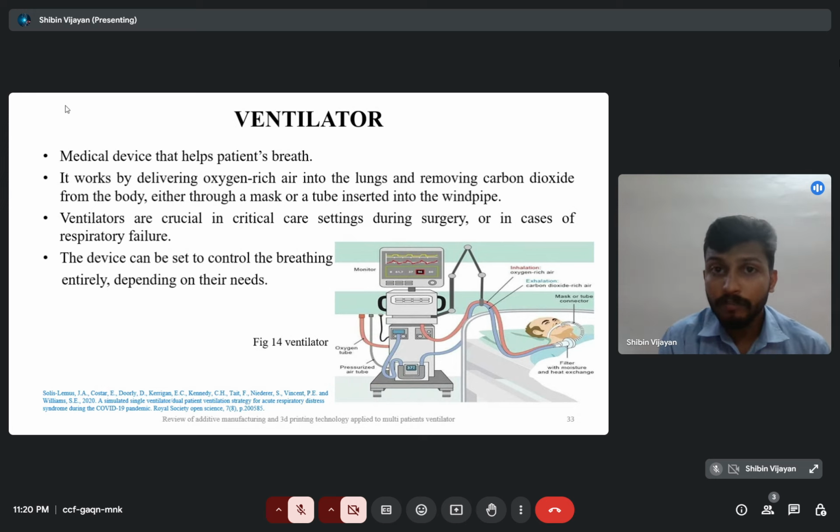Next we will discuss the second focus area of the seminar, multiple patients using the same ventilator or a single ventilator. What is a ventilator? A ventilator is a critical care equipment used in the critical care department. It is a medical device that helps the patient breathe. It works by delivering oxygen-rich air into the lungs and removing carbon dioxide from the body, either through a mask or a tube inserted into the windpipe. Ventilators are used in critical care settings, during surgery, or in cases of respiratory failure. The device can be set for controlled breathing entirely depending on the patient's needs.